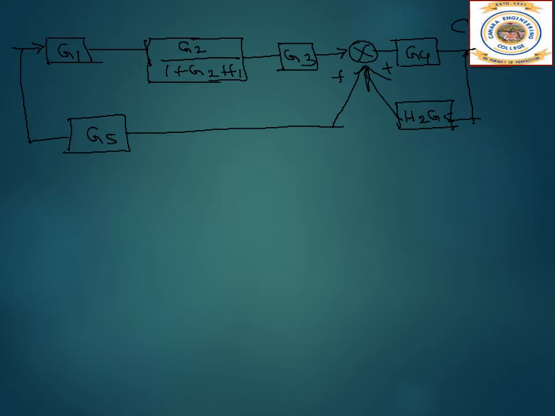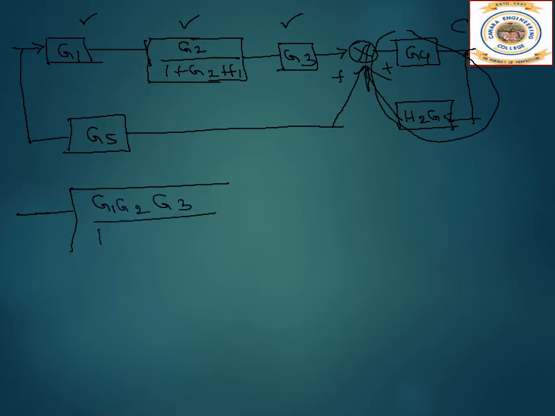Next what we will do, now we will solve. Now see, G1 block and this G3 block. How are they connected? They are connected in series. So I can just multiply that. And check this, how is this connected? G4 and H2 G5. It is a feedback. So we'll solve this and this simultaneously. So here, this whole thing I can write as G1 G2 G3 divided by 1 plus G2 H1.